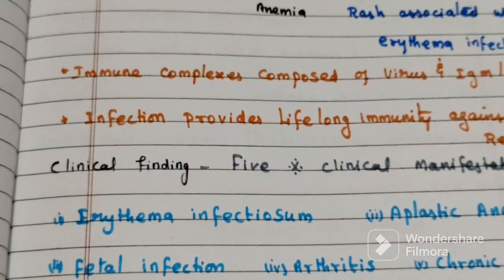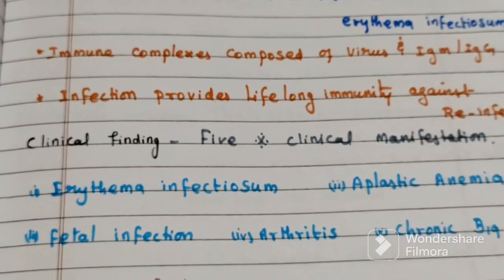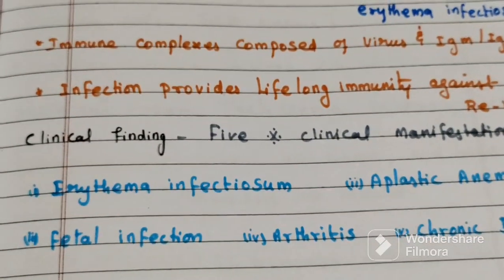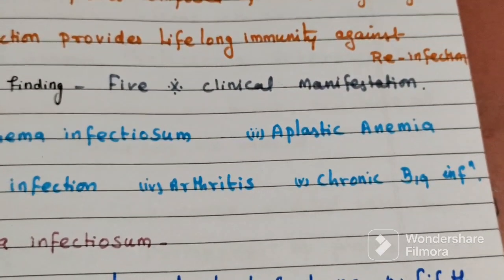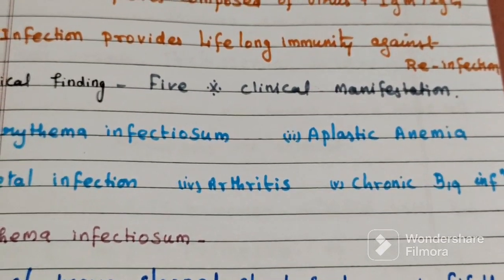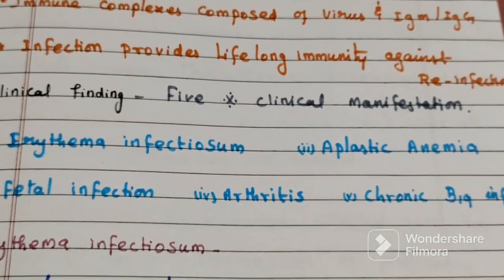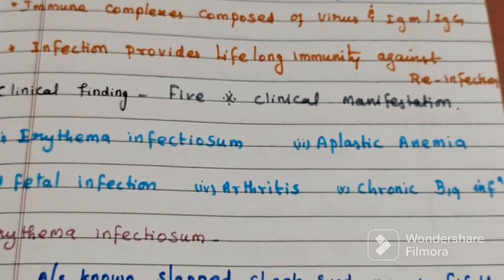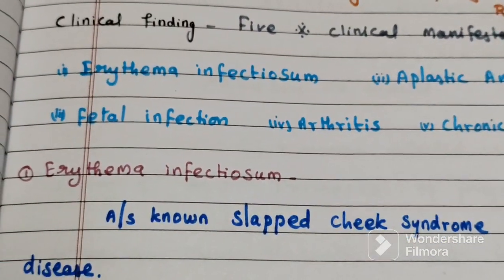Next, clinical findings. There are 5 important clinical manifestations, which include erythema infection, aplastic anemia, fetal infection, arthritis, and chronic B19 infection. So the first one is erythema infection.